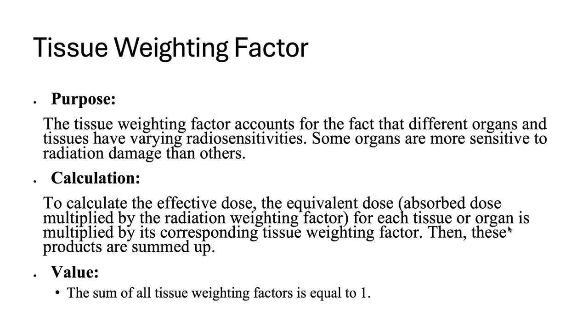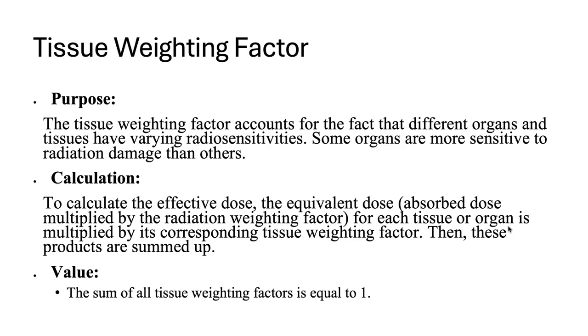So the purpose is to account for the fact that different organs and tissues have varying radiosensitivity. To calculate the effective dose, the equivalent dose, absorbed dose, multiplied by the radiation weighting factor for each tissue or organ, is multiplied by the corresponding tissue weighting factor. And again, you don't need to know that. You just need to recognize that there is a formula where they look at the equivalent dose, which is the absorbed dose multiplied by the radiation weighting factor. And what they're able to do then is to determine how much radiation it should take. What is the threshold for that particular tissue.